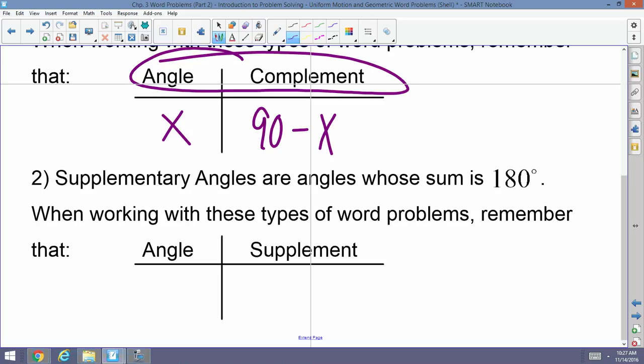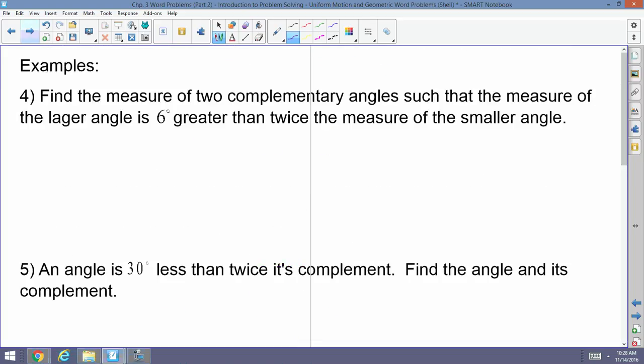When working with these types of word problems, please remember that your angle in question is still x, but in this case, if you know that two angles are supplementary and one of them is x, what would the supplement be? 180 minus x. Okay? Now, how does this work? It's actually quite simple. So don't be afraid.